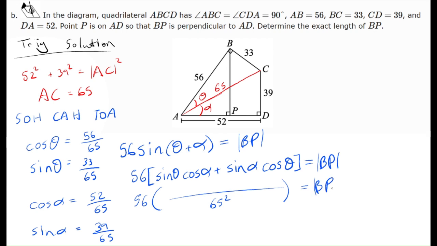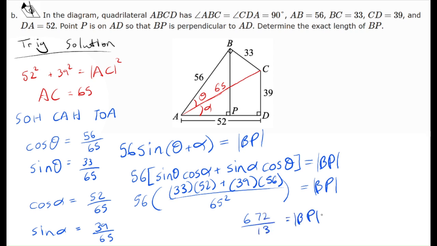And then we have some number crunching to do. But sine theta is going to be 33 times cos alpha 52 plus sine alpha going to be 39 and 56. And you can punch this into your calculator. You'll get 672 over 13 equals BP.